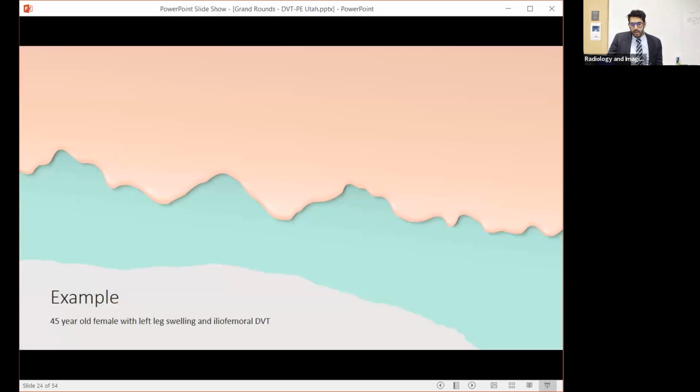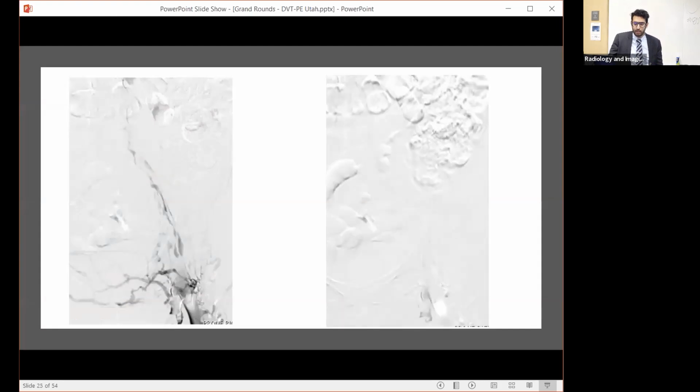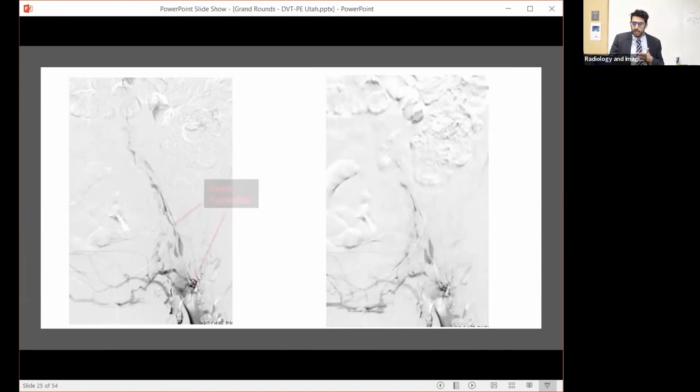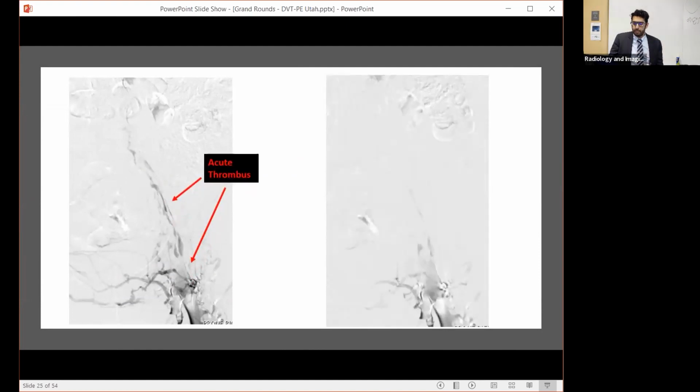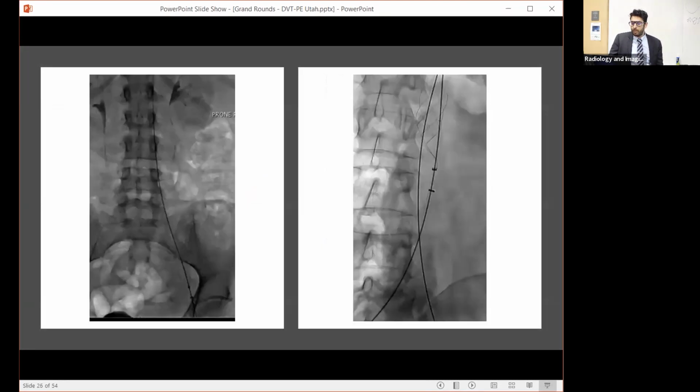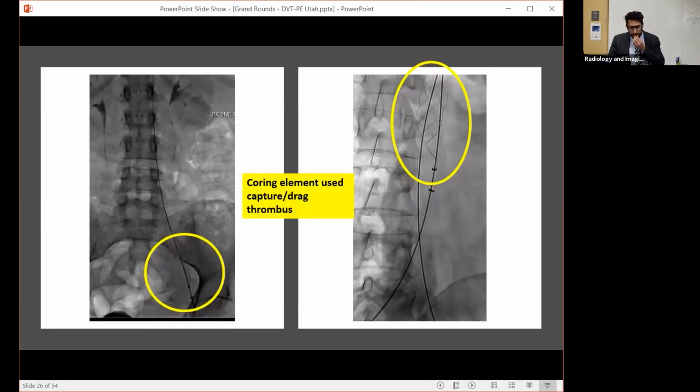But I want to illustrate the power of mechanical thrombectomy. This is a patient, similar kind of history, has left leg swelling, iliofemoral DVT, similar picture, right? You see some acute thrombus, and you really don't see contrast going into the iliac vein. You see all those collaterals there, especially on the dynamic images to your right. So, instead of lysing this patient, we can do mechanical thrombectomy with these large bore devices. And you can see here, this is a device that has basically a steel cage or coring element that you can put above the clot, and you can drag it or rip it out.